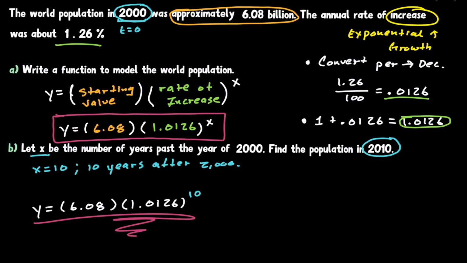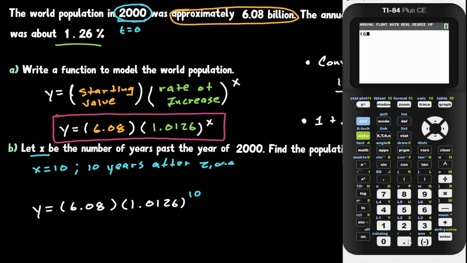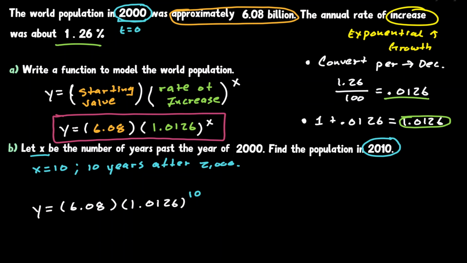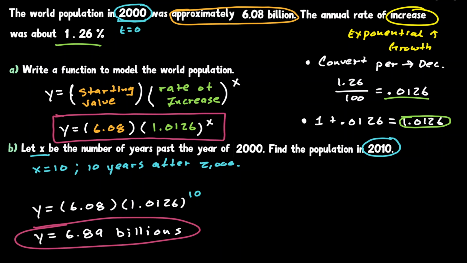And now this is something that we can plug into our calculator. To access the exponential button, we will find it here underneath the clear button. Now let's plug in 10. So we have our conclusion: 6.89 billion, because remember that the given information was given to us in billions as well.